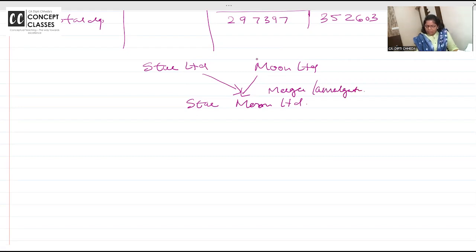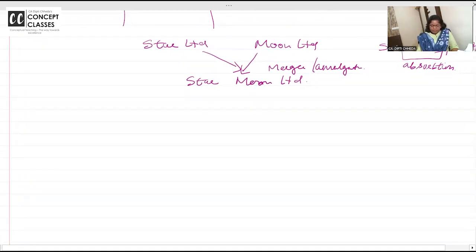What is the case of absorption? Star Limited, an existing company, is completely taken over by Moon Limited, an existing company. Then this is called absorption. Star Limited is taken over by Moon Limited. Absorption. Okay?